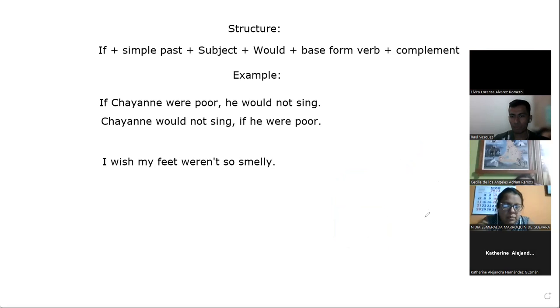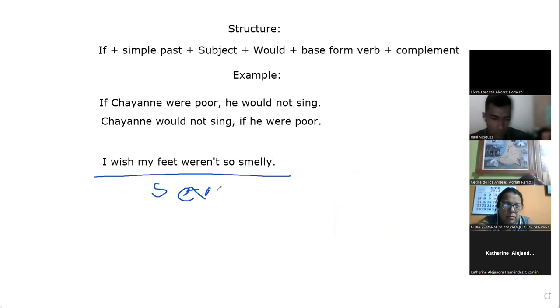Anyways, I want you guys to give me five funny examples like this, okay? Five examples. Okay, so let's go, ladies and gentlemen.